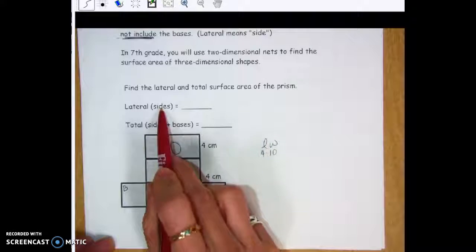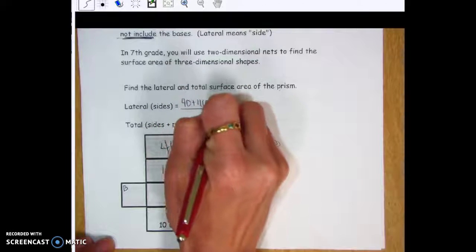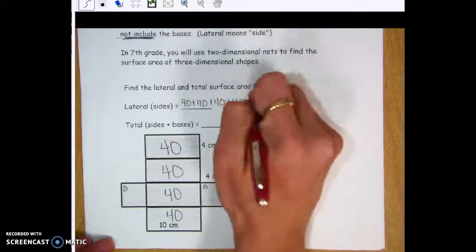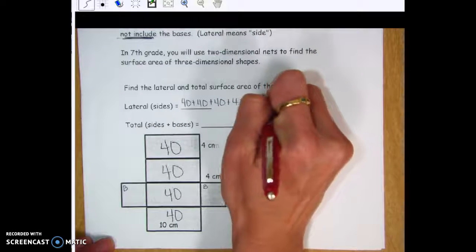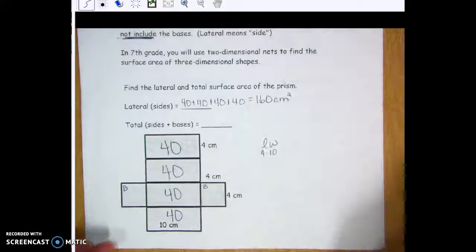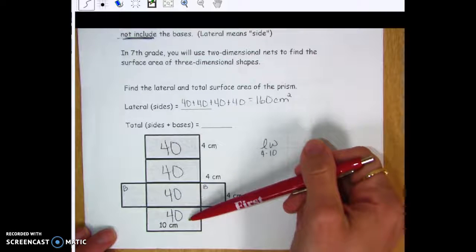So to find the lateral surface area, we would add all of those together. Yes, you can just do 40 times 4, but I just wanted to write it out so you could see it all. So 40 times 4, that would be 160. These are centimeters, and it's area, so it's squared. So you just find the area of all of the sides and then add them up.